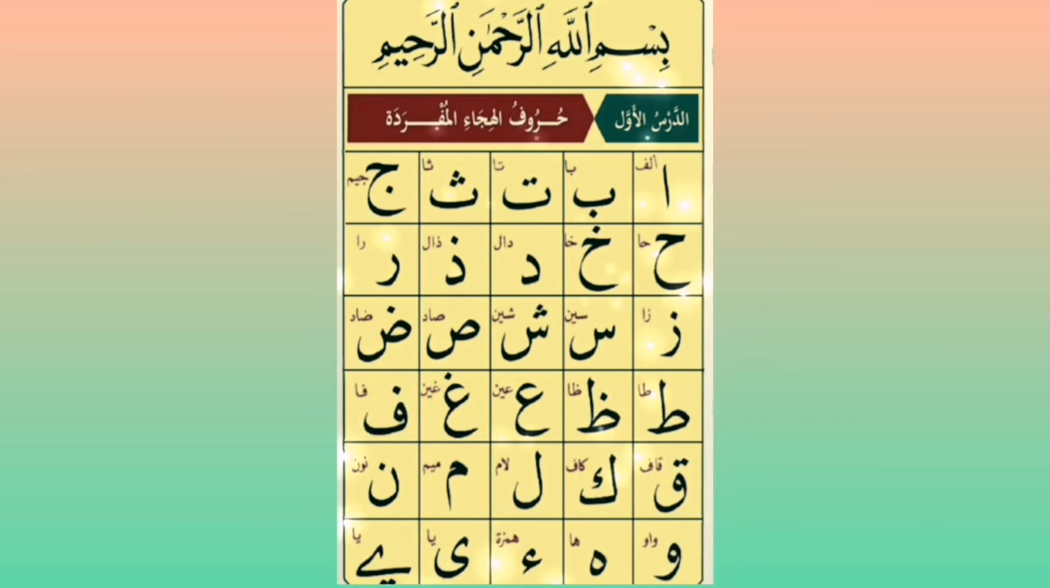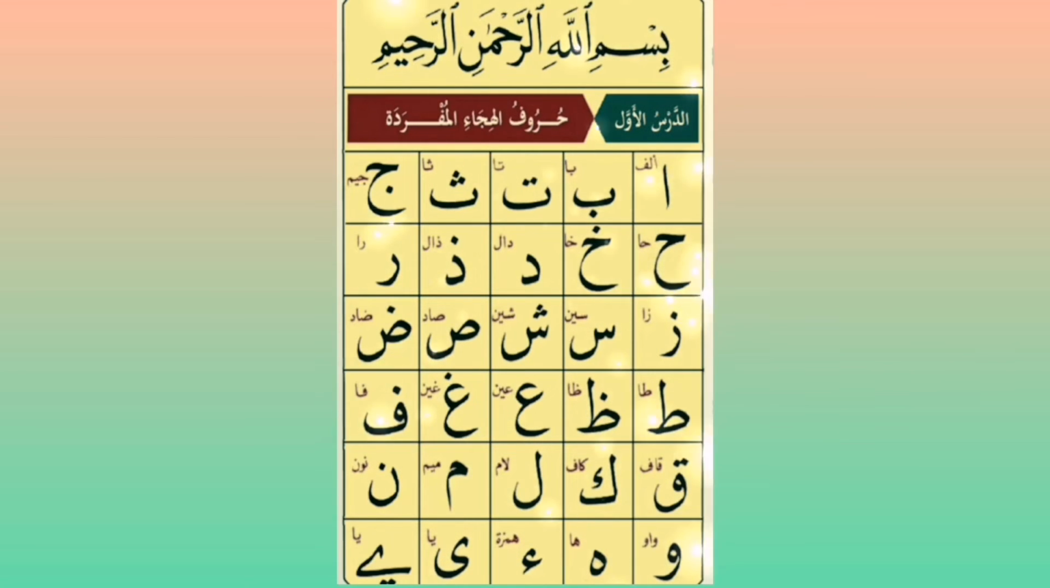Now the next letter is kaf. After qaf, it is kaf. It's not qaf. Some people say qaf, kaf. It's not qaf. It is kaf. Qaf, kaf. I hope it's clear. It's like the similar pronunciation of the letter K in English. Okay. So kaf, kafirin. I hope it's clear.